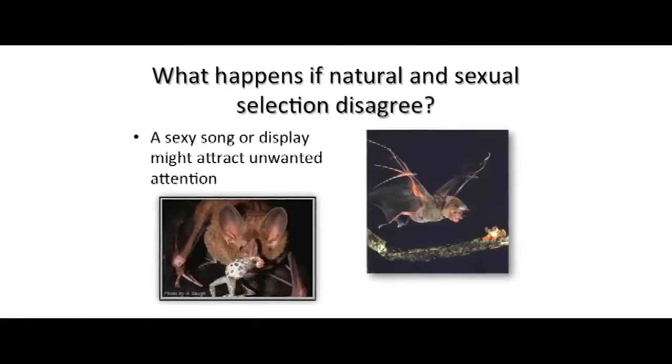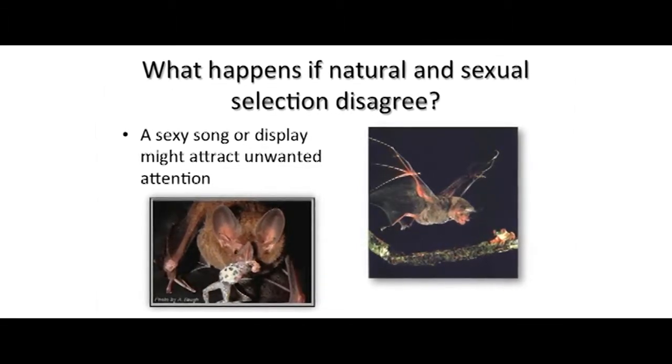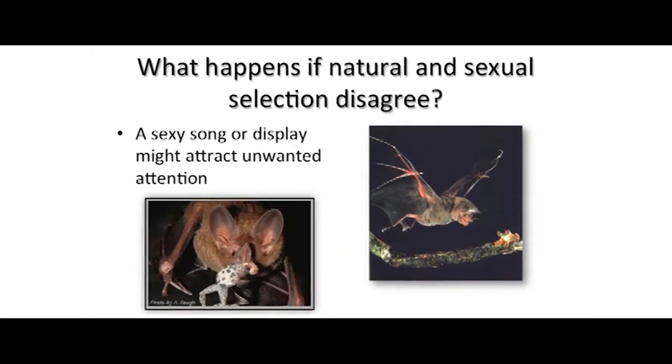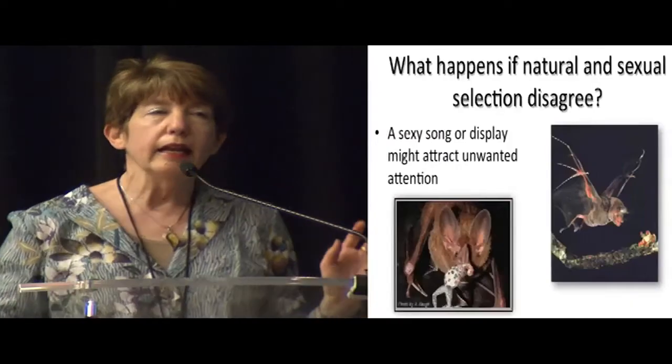Okay, so I've just said that you can have things going on from sexual selection, which means that traits are useful in sex. They're useful because they get you more mates, and because you can beat up other males and get them away from your mates. But what happens if those characteristics and the characteristics that make you able to survive and reproduce disagree? That can happen a lot.